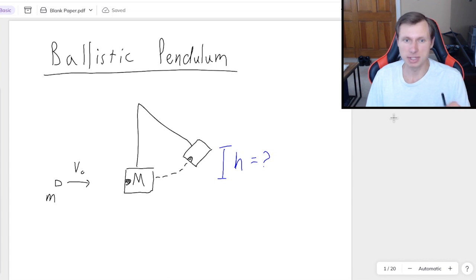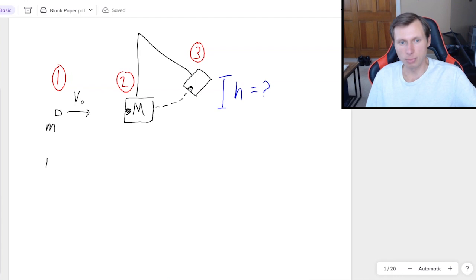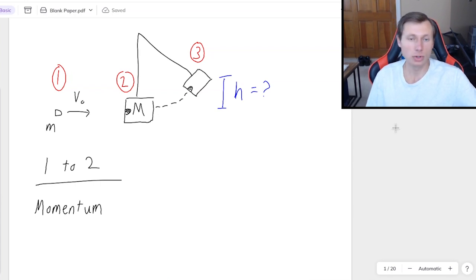The secret to this problem is that there's 3 points in time. Point 1 when the bullet is fired towards the block, point 2 when the bullet gets lodged inside of the block, and then point 3 when the block and bullet are moving together and they rise by height h. And then what I'm going to say is from point 1 to point 2 we are dealing with momentum because we're talking about a collision. And as we all know, momentum is conserved as long as I'm considering both masses here and there's no external forces going on, which there are not. So in other words, P total at point 1 has to equal P total at point 2.